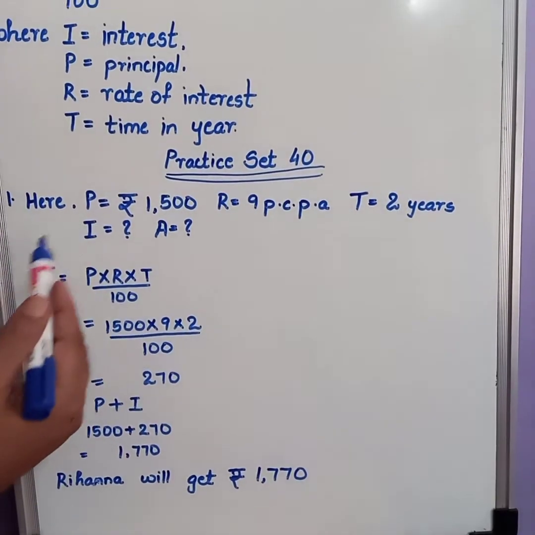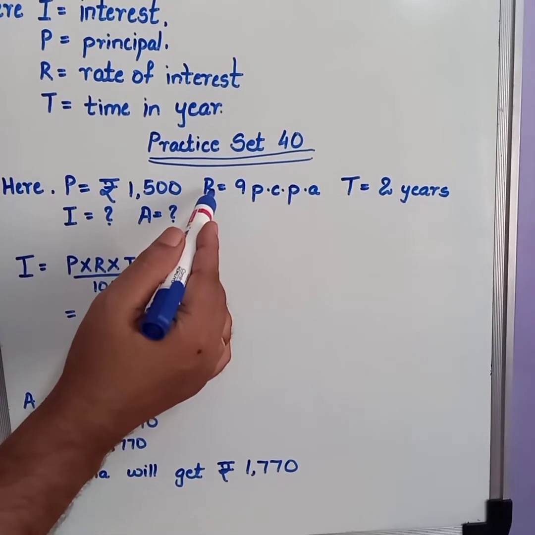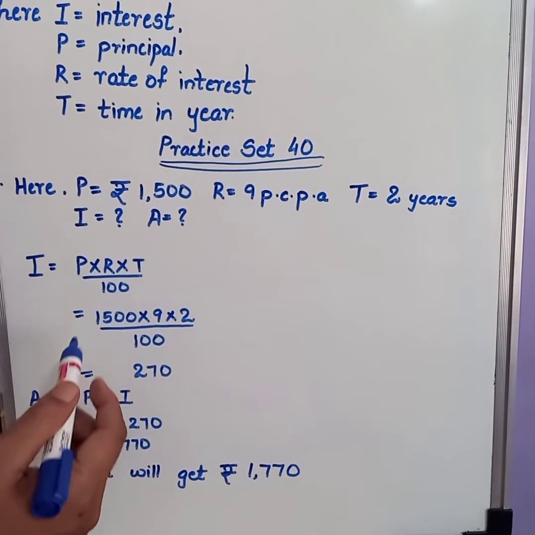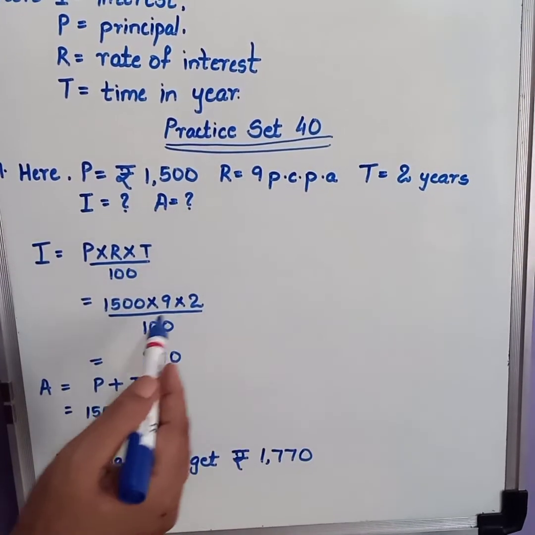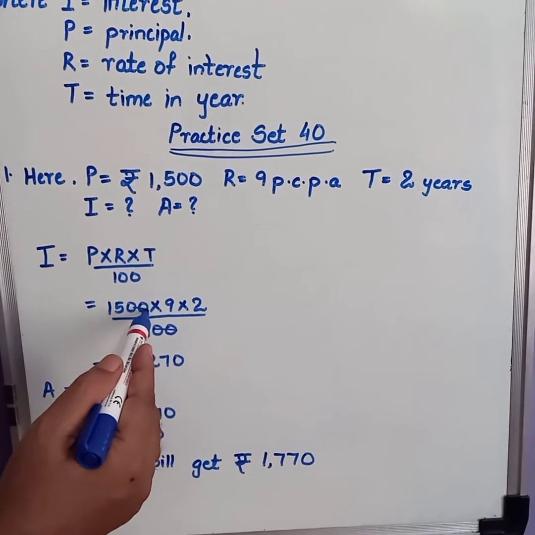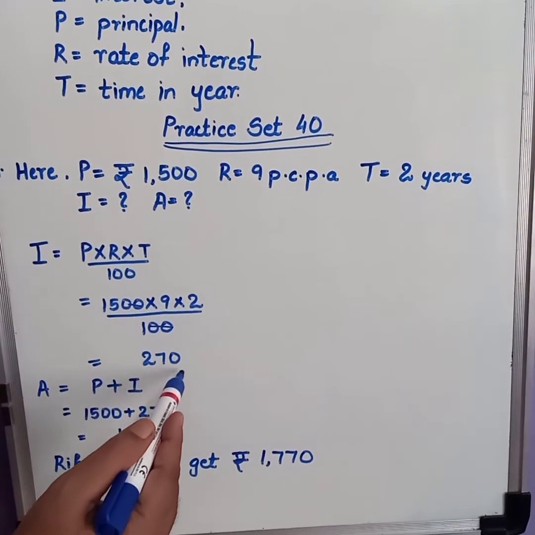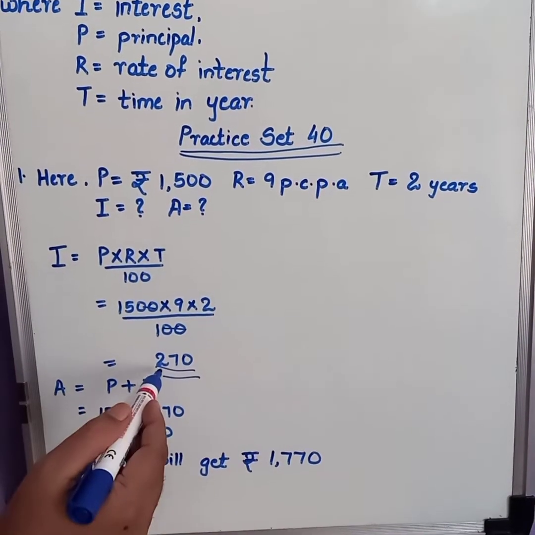So what is the formula for interest? That is principal into rate of interest into time upon 100. So 1500 into 9 into 2 upon 100. Do the calculation. 15 2s are 30, 30 into 9, that comes up to 270. So you got the interest as 270.